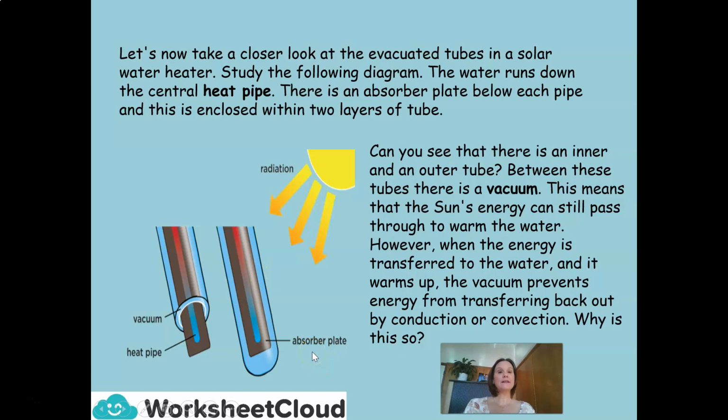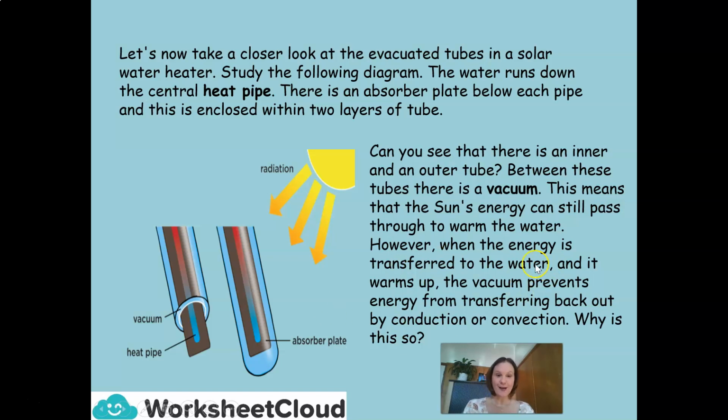Can you see there is an inner and an outer tube? Between these tubes there is a vacuum. This means that the sun's energy can still pass through to warm the water. However, when the energy is transferred to the water and it warms up, the vacuum prevents energy from transferring back out by conduction or convection, because there's no particles of matter there.